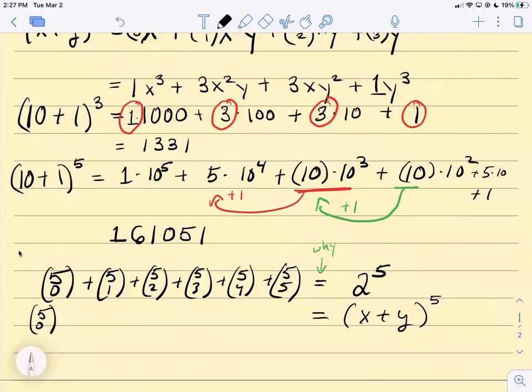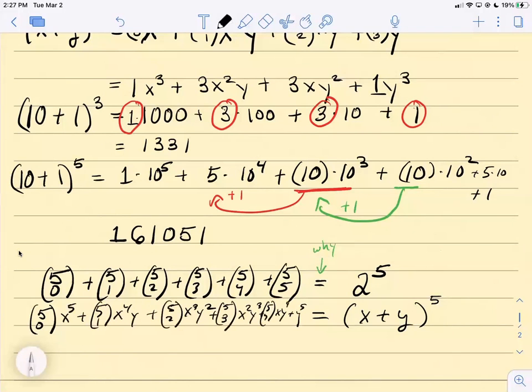It's (x + y) to the 5th is going to be x to the 5th, 5 choose 0, plus 5 choose 1, x to the 4th, y, plus 5 choose 2, x to the 3rd, y squared, 5 choose 3, x squared, y to the 3rd, 5 choose 4, x, y to the 4th, and the last one is y to the 5th, 5 choose 5.